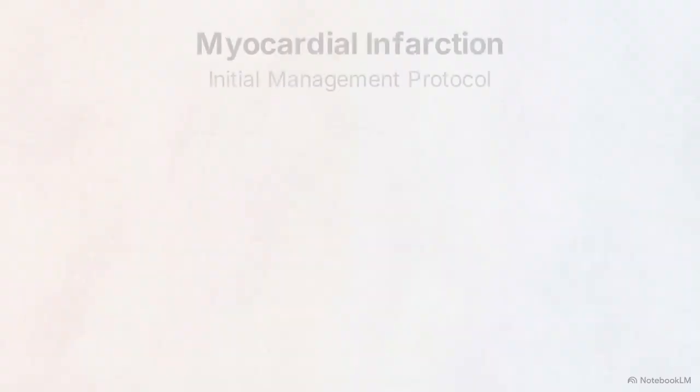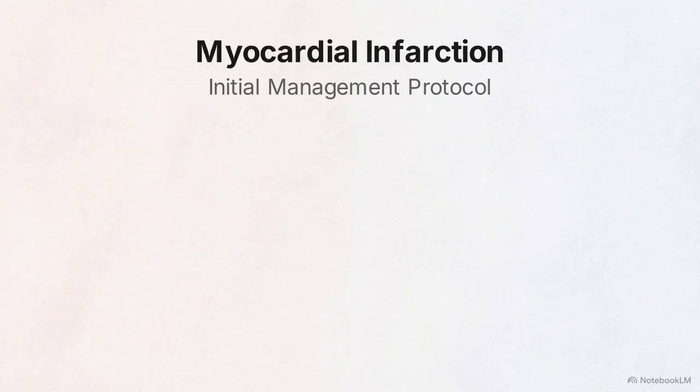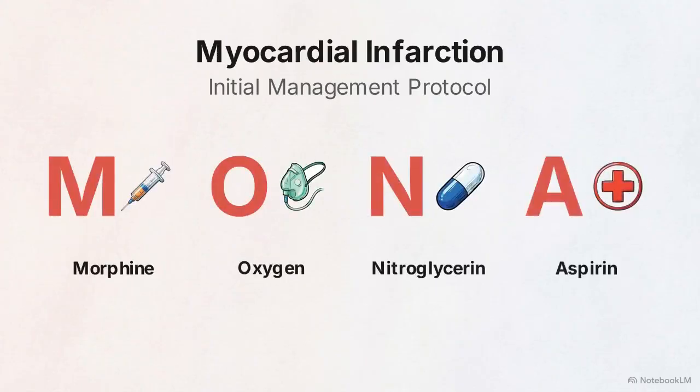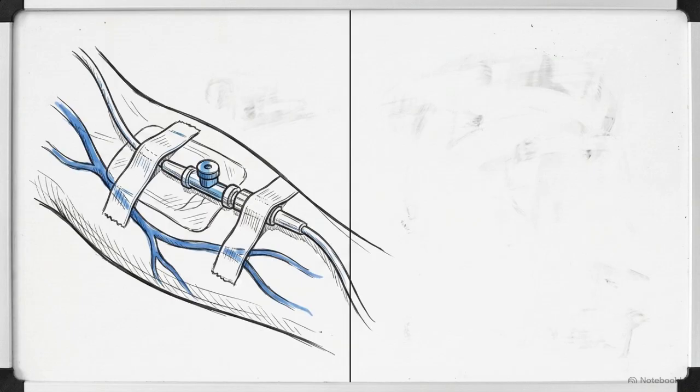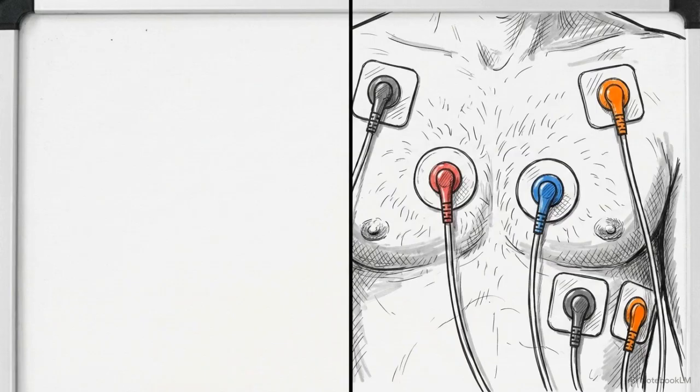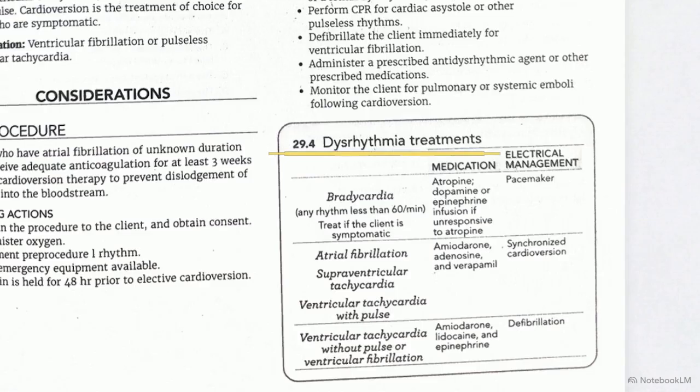When treating a myocardial infarction, the standard protocol follows the MONA acronym: morphine, oxygen, nitroglycerin, and aspirin. Note the critical nuance. Oxygen is only administered if the patient's oxygen saturation drops below 90%. For any acute cardiac event, there are 2 universal baseline interventions you execute immediately: secure intravenous access and initiate continuous cardiac monitoring. This table outlines dysrhythmia treatments and absolute rules for shocking.